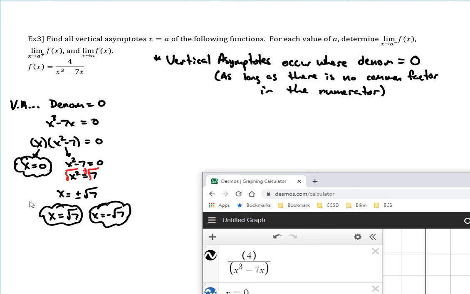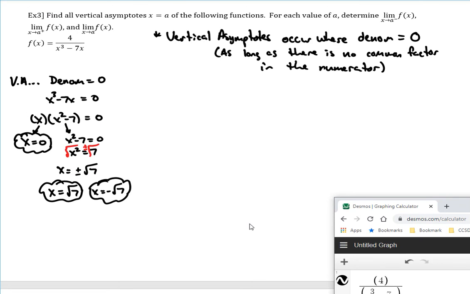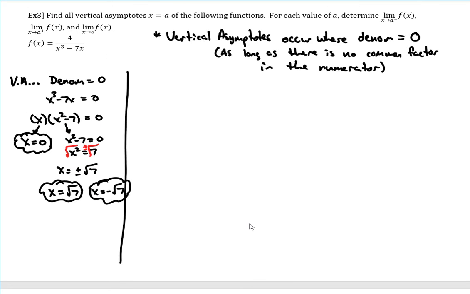So for each value of a, technically these are the a values that they want us to plug in. So now let's show the notation that they want. So that was the vertical asymptote portion. And then now we're doing the 3 limits. Okay, so they want us to find the limit as x goes to, let's just go in the order that we found them, 0 from the left.